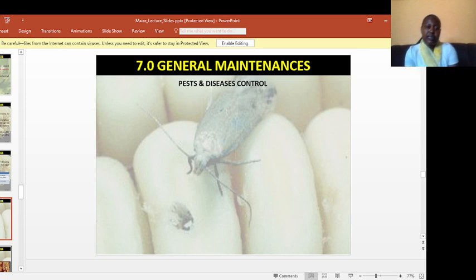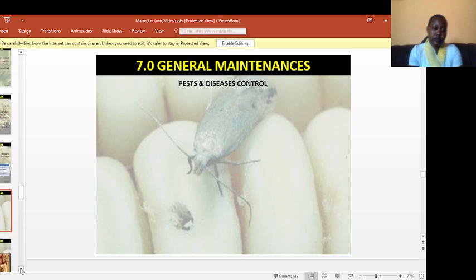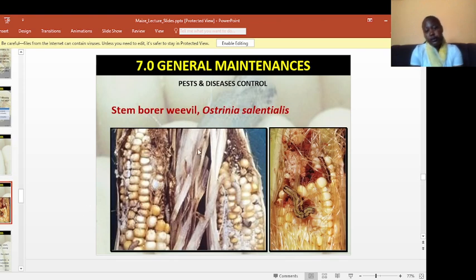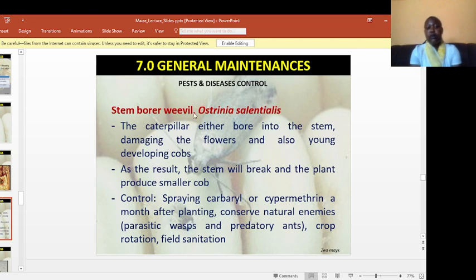We have pest and disease control. We have Zipporah Kwambai or Ostrinia nubilalis. The caterpillar either bores into the stem, damaging the flowers and also young developing cobs. As the result, the stem will break and the plant produces smaller cobs.